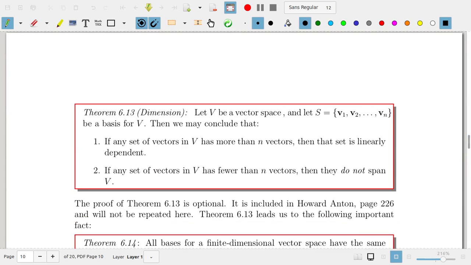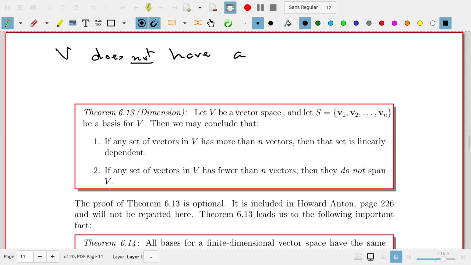Let V be a vector space, and let S be a basis for V. Remember, V does not have a unique basis. If any set of vectors satisfies the two basis conditions, then it is considered a basis.